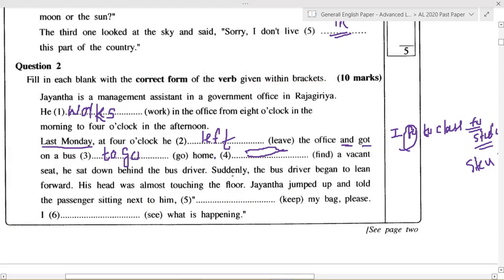Full stop. Suddenly, the bus driver began to lean forward. His head was almost, means nearly.